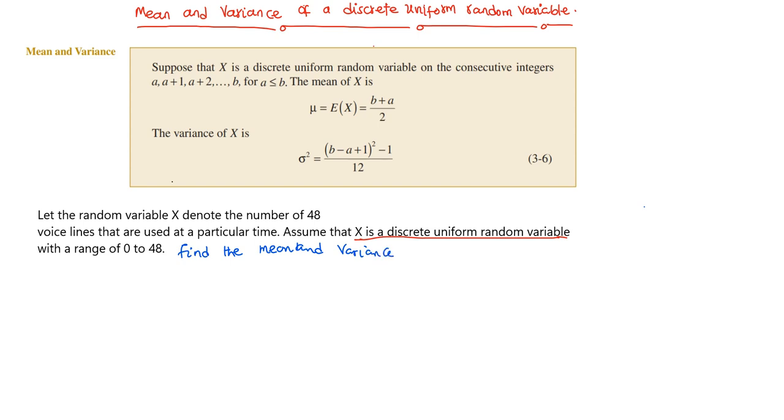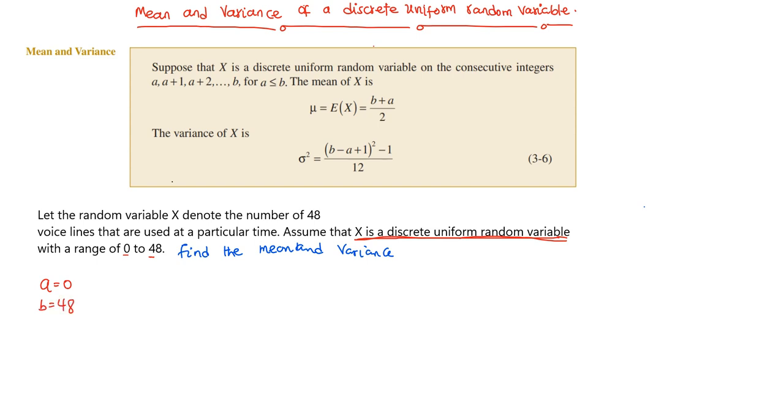Okay, so one thing you have to notice is that the question says that X is a discrete uniform random variable, and then it has a range of 0 to 48, right? So in this case, you can see that our a will be 0, and then b will be equal to 48.